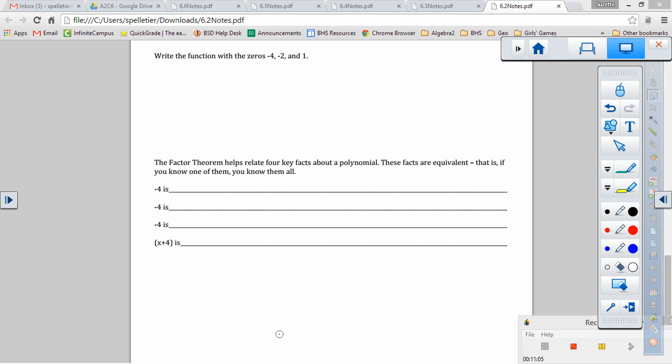So remember, I'm going to put my roots into my parentheses, so I'm always going to have x minus, and x minus. And then these blank spaces are where I go ahead and put my roots. Those are where my a's go, right? This is like A, and A. So x minus negative 4, x minus negative 2, and x minus 1. Then I have to fix all my, subtract the negatives. So x plus 4, x plus 2, and x minus 1.